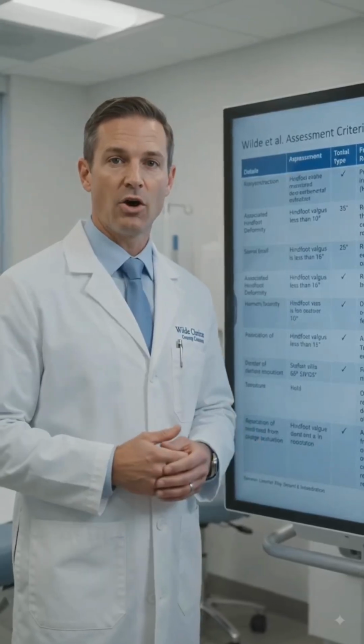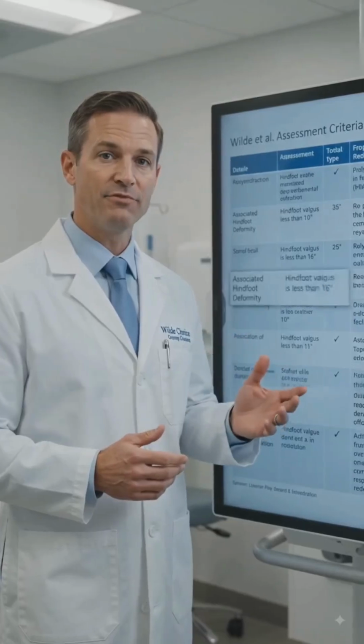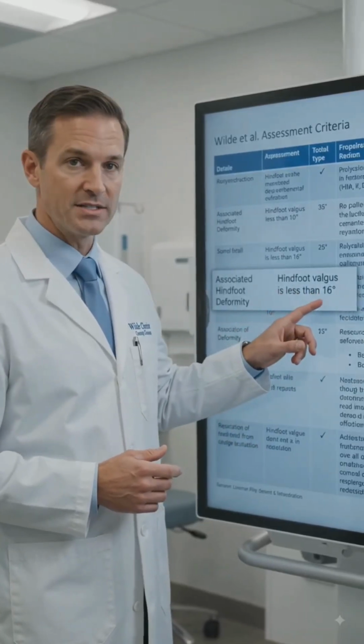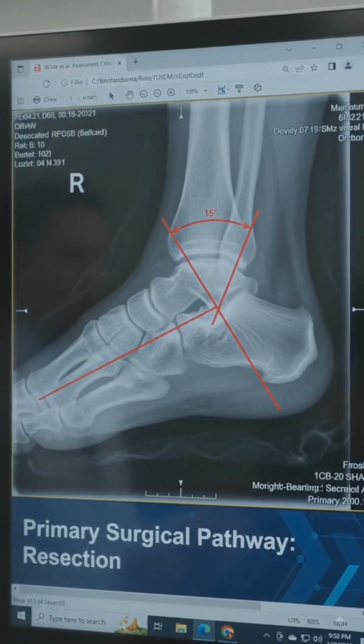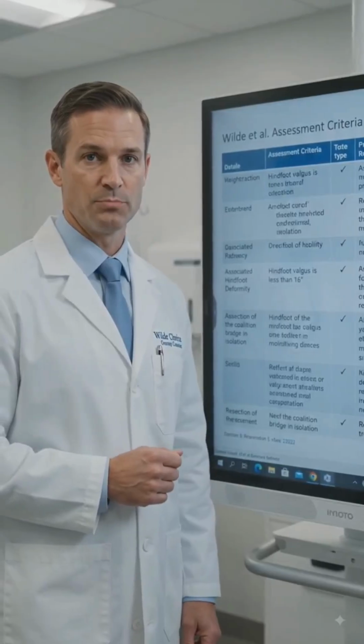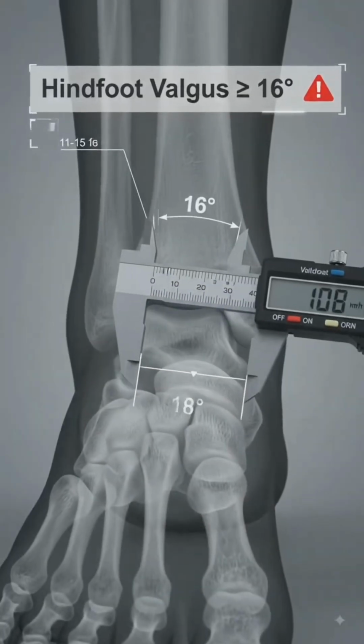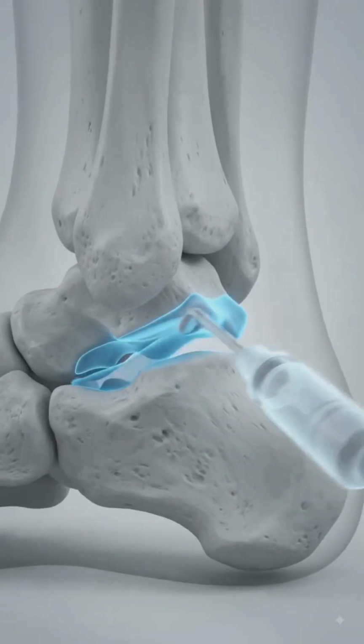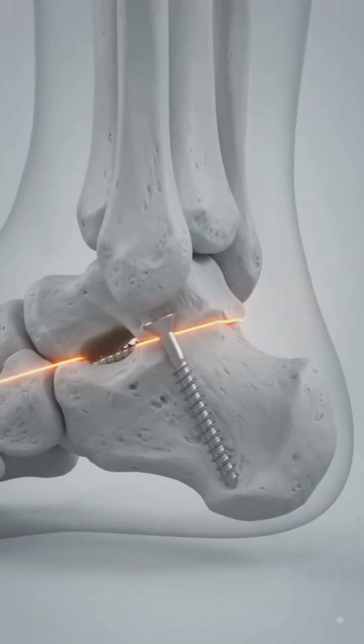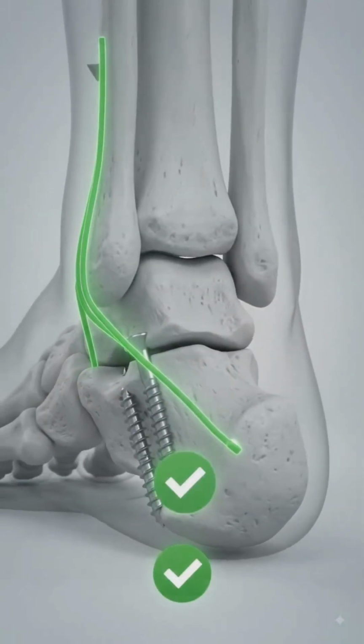According to the Wilde et al. assessment criteria, if hindfoot valgus is less than 16 degrees, the primary surgical pathway is isolated resection of the coalition bridge. A valgus equal to or greater than 16 degrees requires resection combined with corrective osteotomy and a tendon transfer.